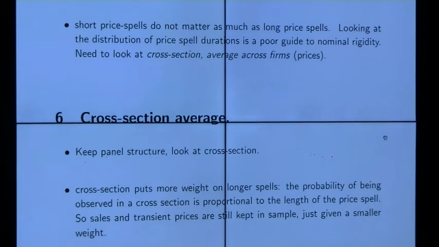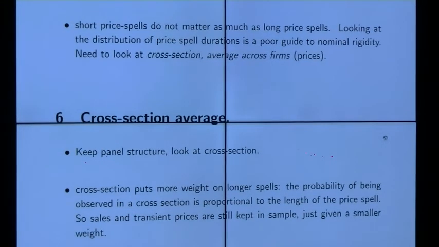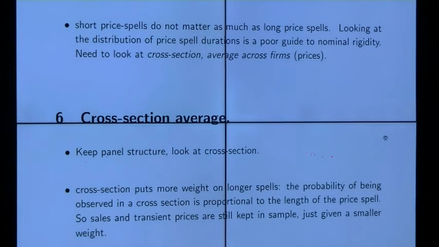So the price spell can last for just 1 month, and in the distribution of durations, that's just as important as a price spell that lasts for a year. But in cross-section, that's not the case, because the cross-section weights things by their length. So I'll just explain this and look in a little bit more detail at what we mean by the cross-section average.